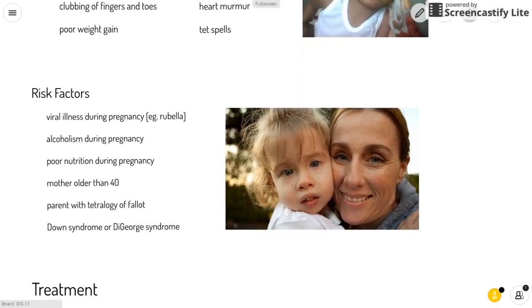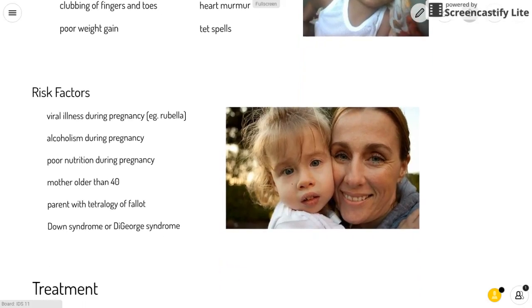Some of the risk factors of this defect are a viral illness during pregnancy, for example rubella, alcoholism during pregnancy, poor nutrition during pregnancy, a mother older than 40 years old, or a parent with Tetralogy of Fallot as well, or the presence of Down syndrome or DiGeorge syndrome.